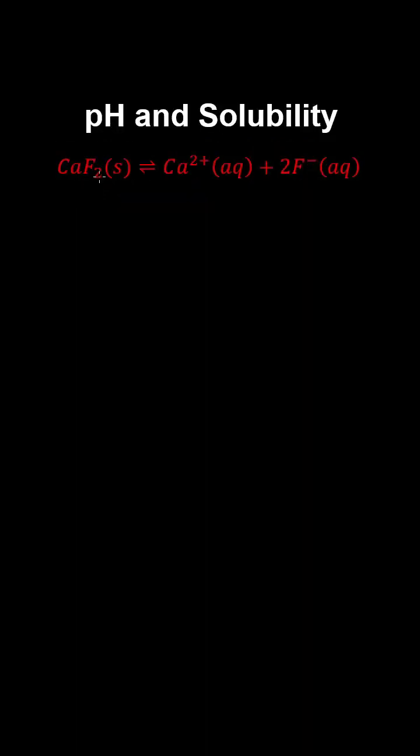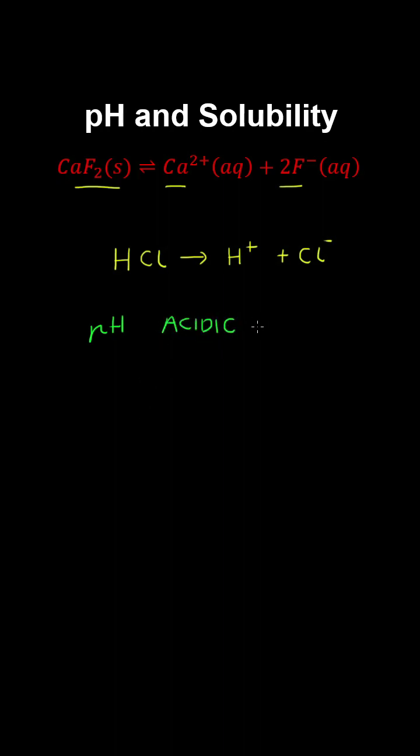Suppose we have a saturated solution containing precipitate of calcium fluoride and some dissolved calcium and fluorine ions, because it's a sparingly soluble salt. Now suppose we add hydrochloric acid to this solution, which is a strong acid, and thereby dissociates fully in an aqueous solution, which decreases the pH of the solution, which basically means it makes it more acidic. And we'll learn more about acids and bases in the next unit.